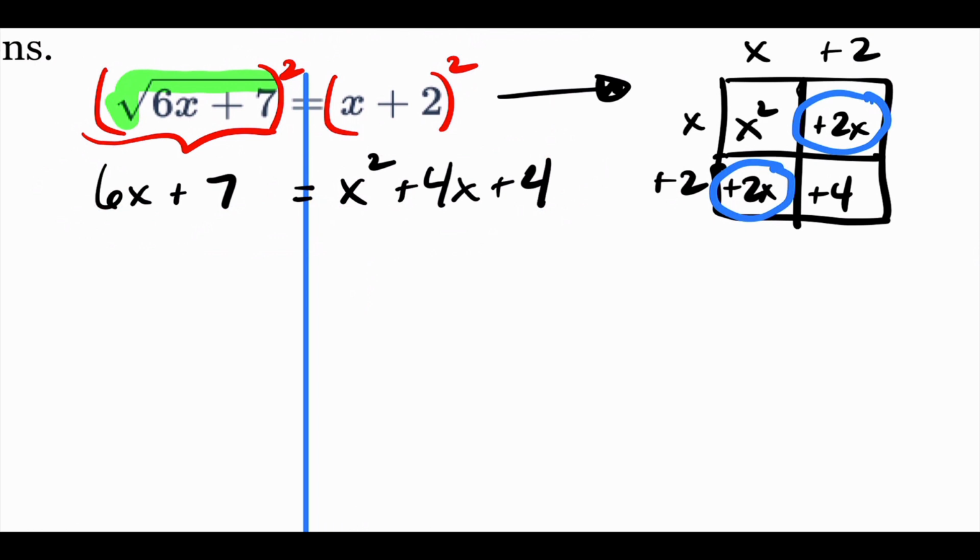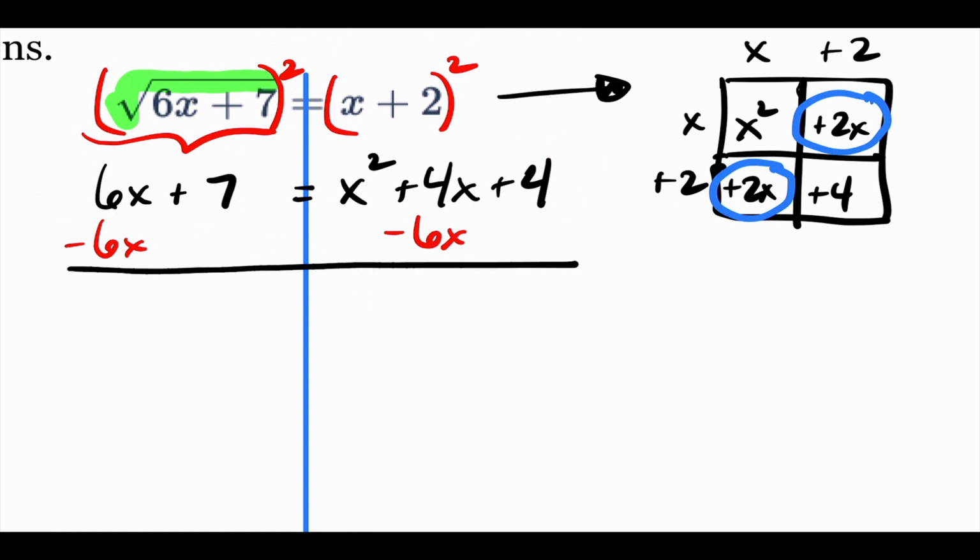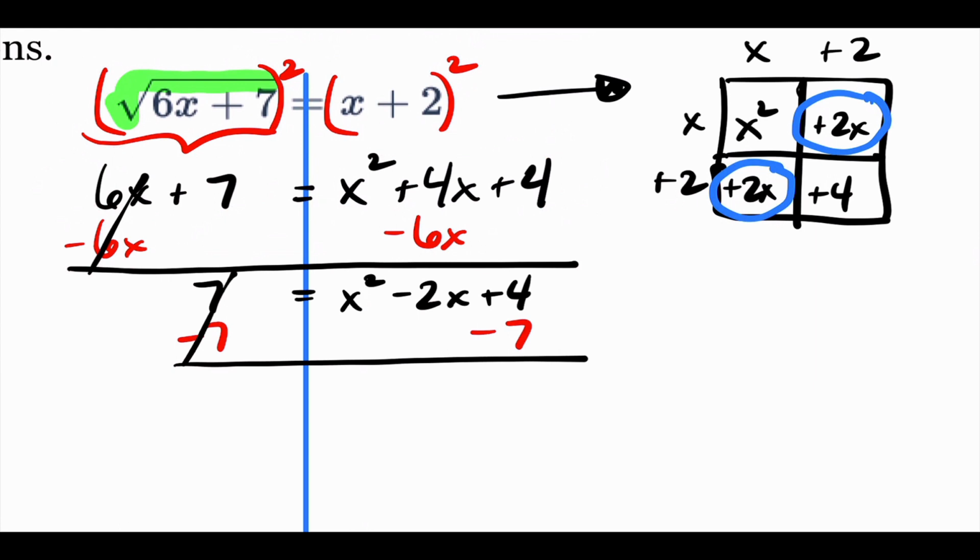So what I'm going to do is use those steps over there. Set it equal to 0. I'm going to set this guy equal to 0, because when I do that, it's going to make a trinomial. Okay, so I'm going to subtract 6x from both sides. Subtract 7 from both sides. I get x squared minus 2x minus 3.